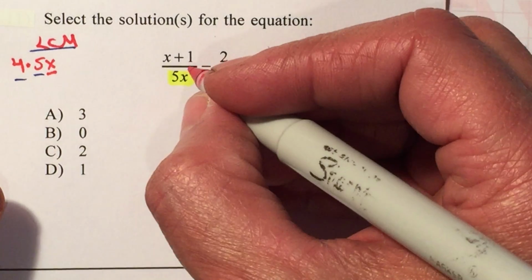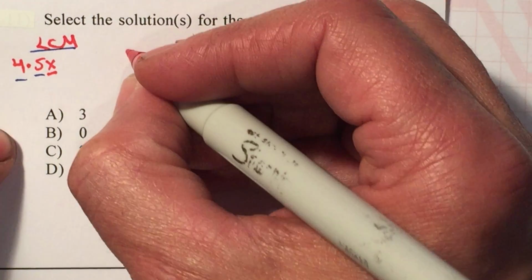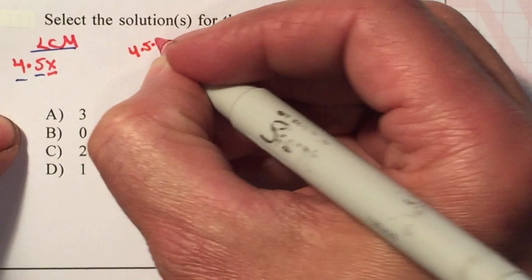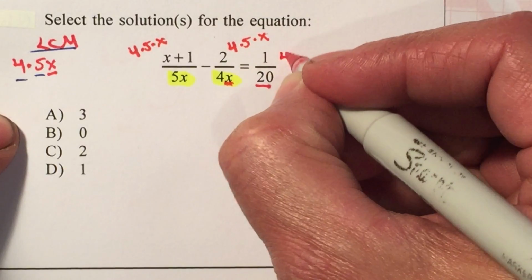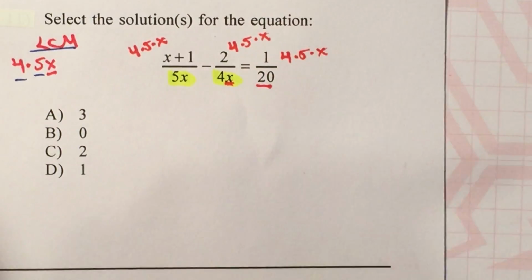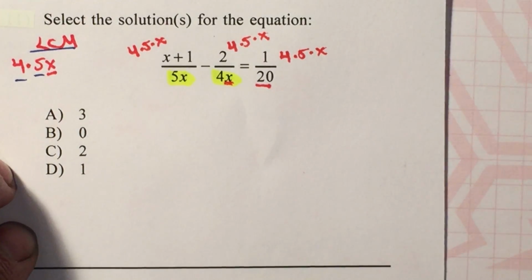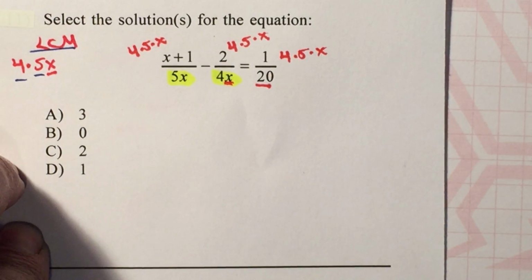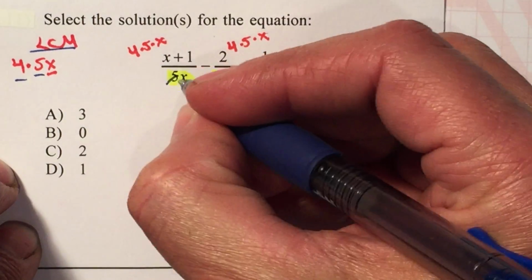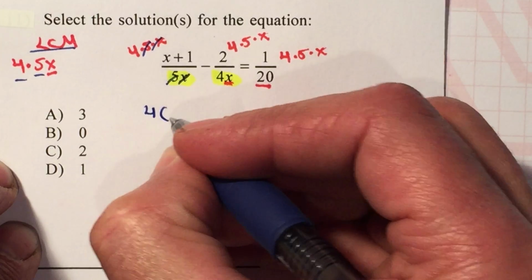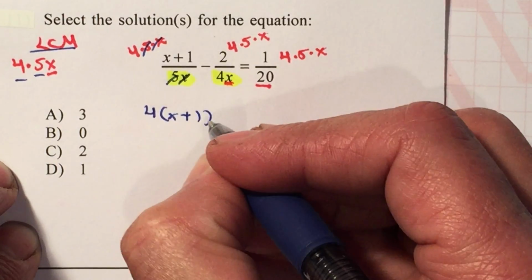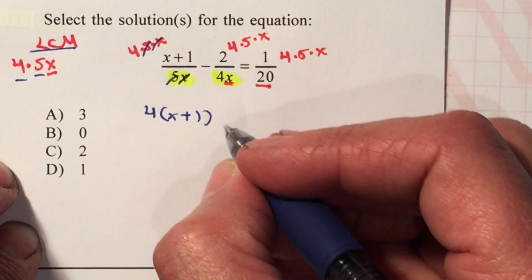So I'll multiply both sides, or each term, by 4 times 5 times x. 4 times 5 times x and 4 times 5 times x. So what cancels on the first one? On the first one, your 5 and your x cancel. So therefore I just have a 4 multiplied by x plus 1. Don't forget about this negative 2.